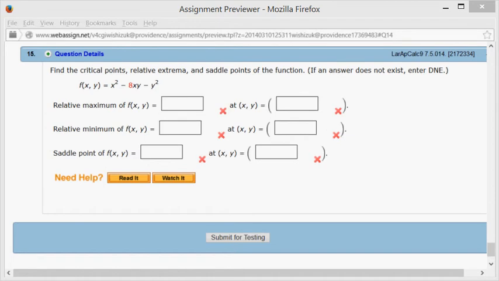All right, let's look at homework 7.4, 7.5, problem number 15. We want to find the critical point and try to determine if it gives you a relative max, relative min, or a saddle point. So let's do that.